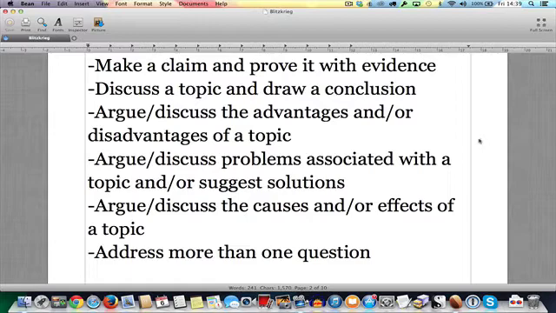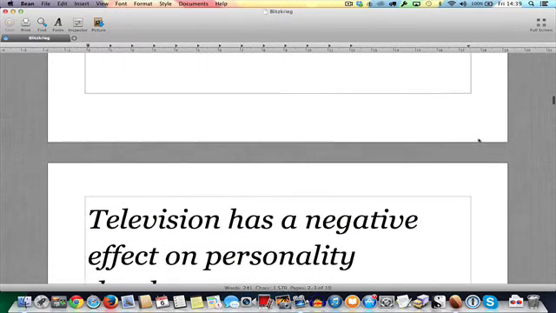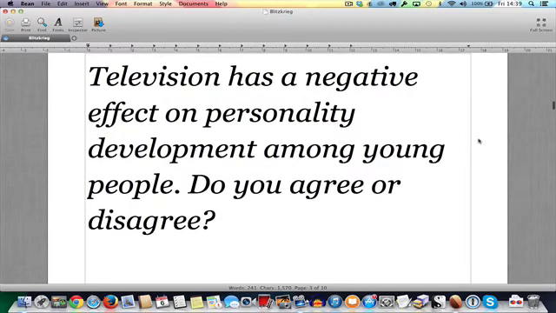So in some of the following examples where you could choose either discussion or argument essay structure, I will be advising you to select argument essay structure. So let's take a look at an example question. Television has a negative effect on personality development among young people. Do you agree or disagree?